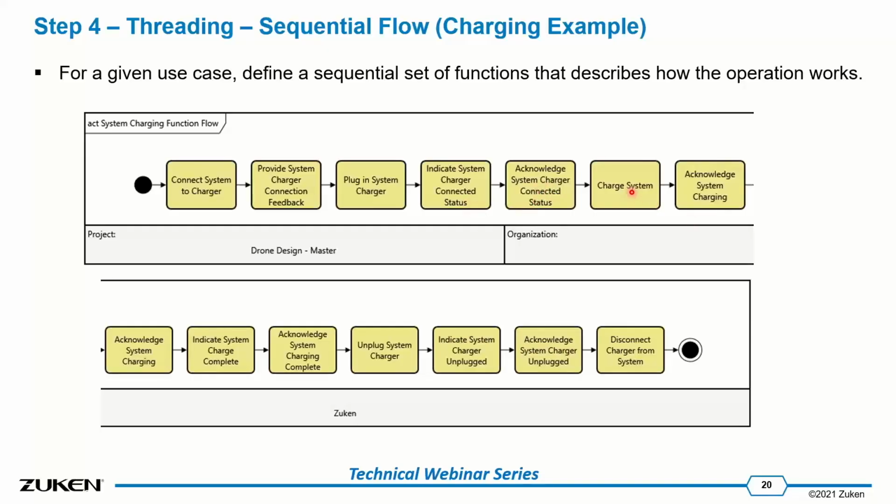It's going to lead then to charging the system, acknowledge that the system's charging, or indicate the system charge complete, acknowledge system charging complete, unplug the system charger, indicate the charger's unplugged, acknowledge the charger's unplugged, and disconnect charger from system. It's just a sequential set of steps that you can think of as you execute that charging sequence. That gives you a basic flow.